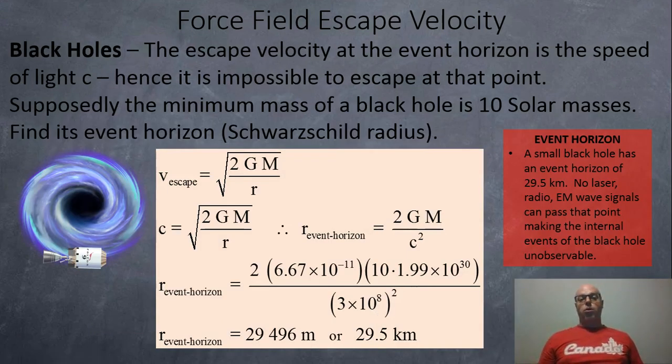So now how about black holes? Black holes are fun. The escape velocity at the event horizon of a black hole is the speed of light. Hence, it's impossible to escape at that point since you would have to have no mass.